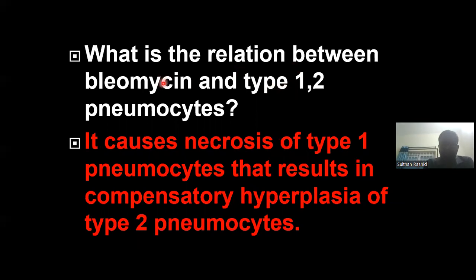So a relation of bleomycin with type 1 and type 2 pneumocytes is it causes necrosis or cell death of type 1 pneumocytes. So if the type 1 pneumocytes are necrosed, there will be compensatory hyperplasia of type 2 pneumocytes. Remember that. It causes necrosis of type 1 pneumocytes that results in compensatory hyperplasia of type 2 pneumocytes.